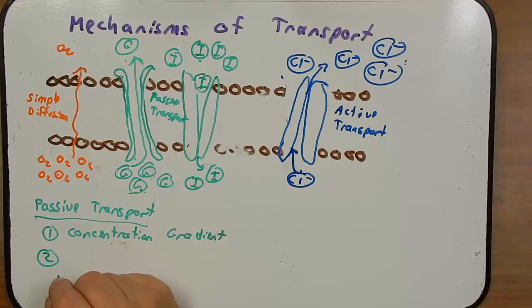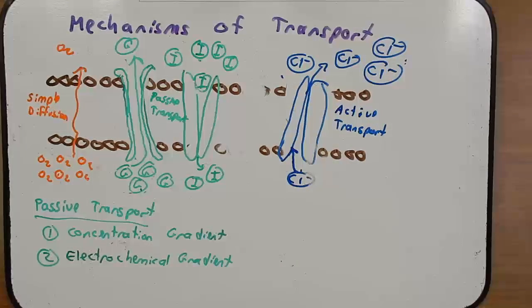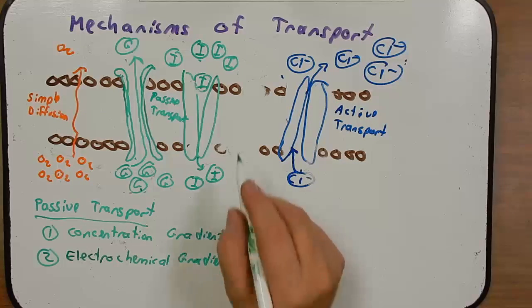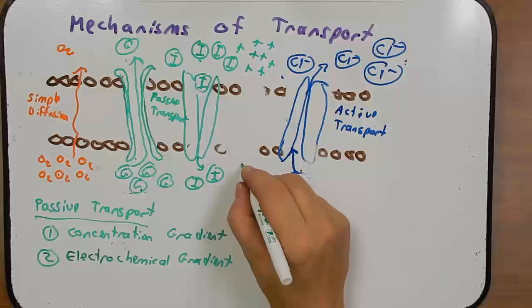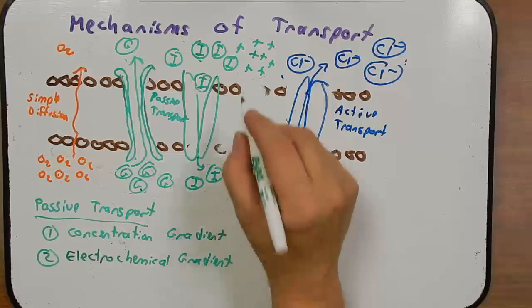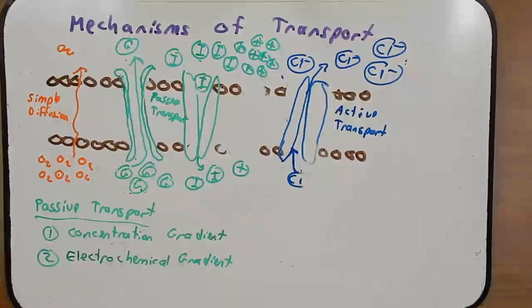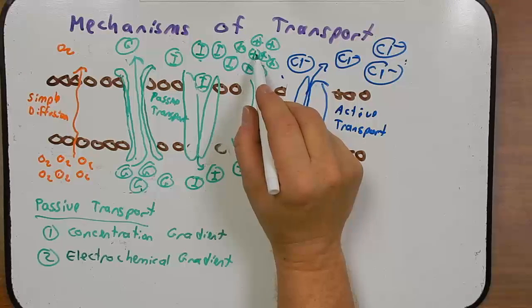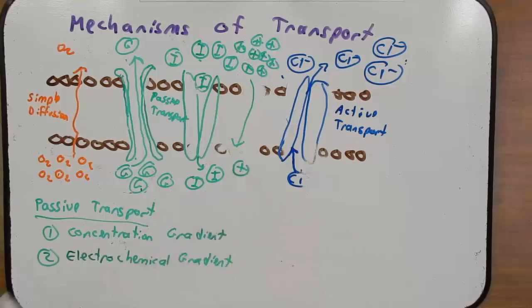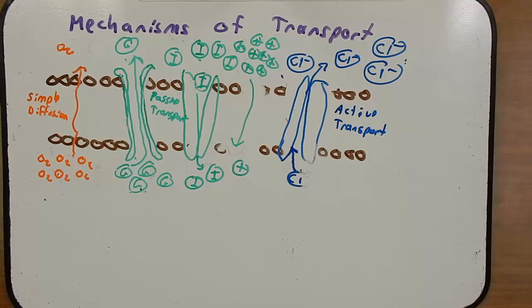The other factor that drives passive transport is the electrochemical gradient. So what I'm saying with the electrochemical gradient is the amount of charged particles on one side of the gradient compared with the amount of charged molecules or charged solutes on the other side of the gradient. So we would expect them to move from a large number of positive charged solutes to a smaller number of positive charged solutes.